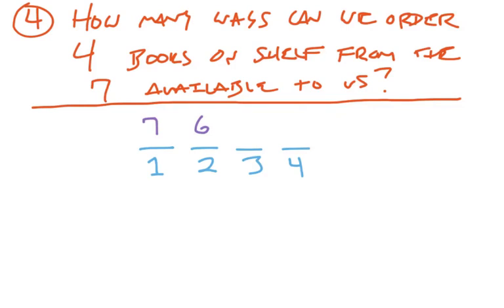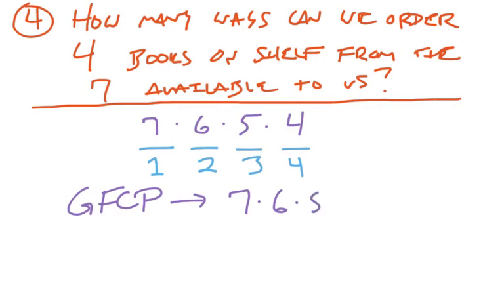We have 6 books left after we choose the first one. After we choose the first 2, we have 5 books remaining. And after we choose the first 3, we have 4 books left that could go fourth on the shelf. The generalized fundamental counting principle tells us to multiply all these things together. So this says that we should have 7 times 6 times 5 times 4 total options.